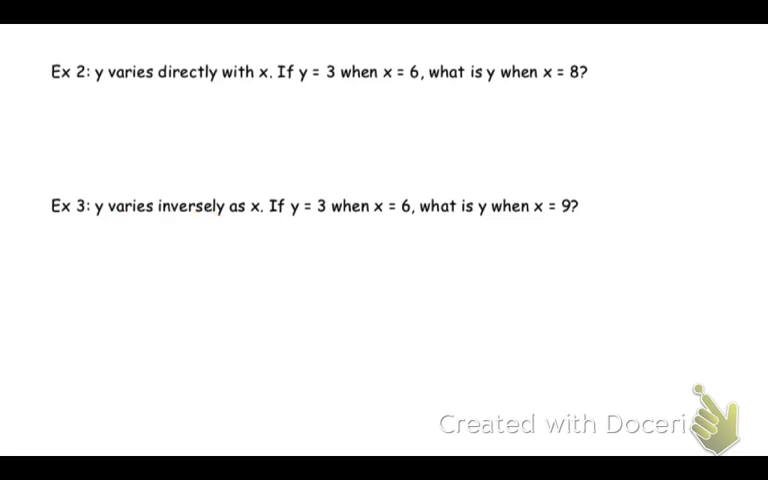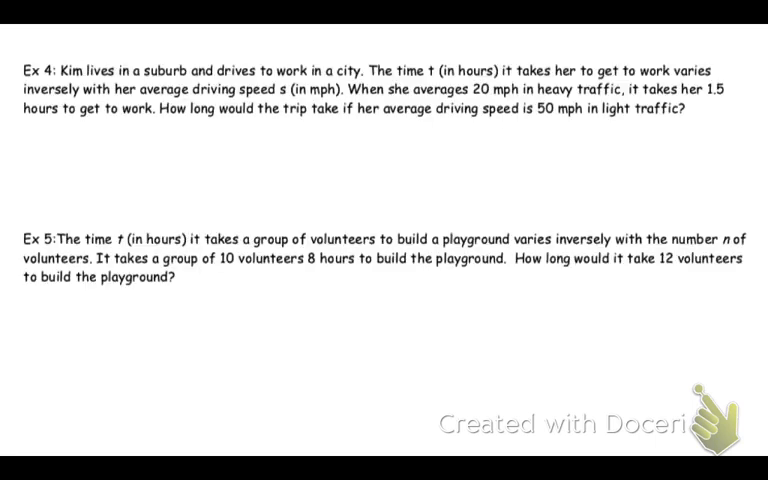All right. So now the last thing we're going to look at is just a couple of word problems. Very similar process to what we just did, but we need to find what our variables are by reading the problem. So example 4 tells us, Kim lives in a suburb and drives to work in a city. The time in hours it takes her to get to work varies inversely with her average driving speed. Inversely means my constant is going to be x times y, or in this case, t times s.